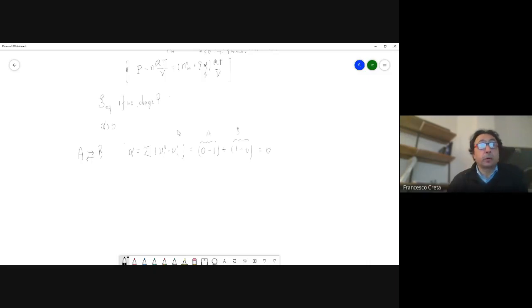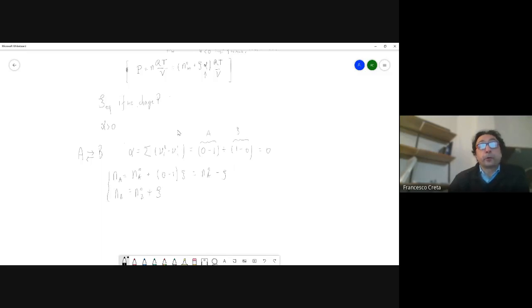Let's see more specifically. The number of moles of A, by definition, is the initial number of moles of A, plus, clearly, ni double prime minus ni prime, which is, in this case, 0 minus 1 times psi. So this would be very easily the initial number of moles of A minus psi. And for B, it's simply the initial number of moles of B plus psi. So this is just a definition of the progress variable.